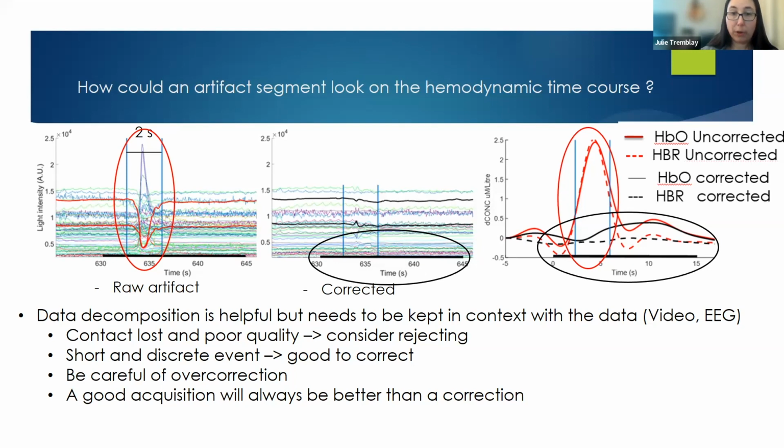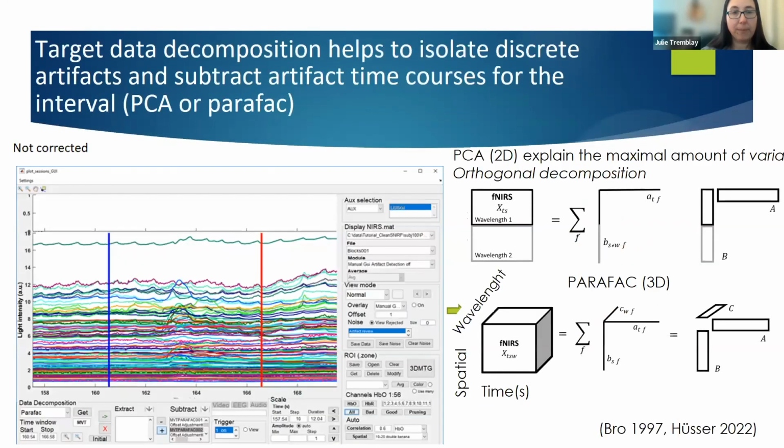In the case that the contact with the skin or the data are of poor quality, it's better to consider rejecting this part of the data. But in the case where small and discrete artifactual events occur, they have a good outcome with data decomposition methods to be able to correct them. So be careful of overcorrection. It could also subtract the activation itself. And remember that a good acquisition is always better than a correction.